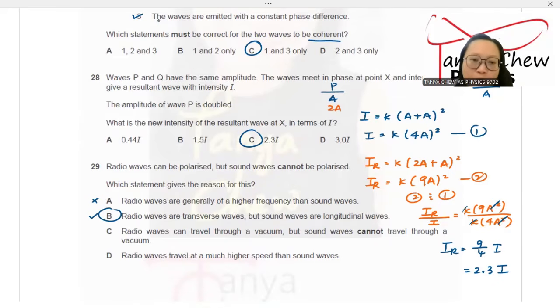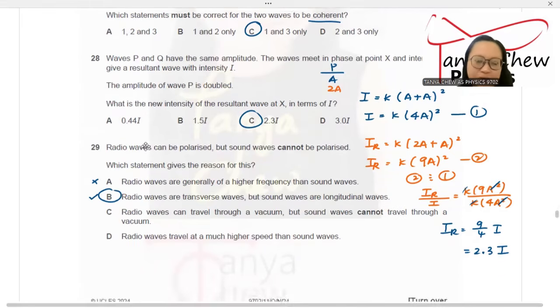Now, let us look at C. Radio waves can travel through vacuum, but sound waves cannot travel through vacuum. That is not the reason why the radio waves can be polarized. D, radio waves travel at much higher speed than sound wave. No, that is not the reason, right? So the answer is B.